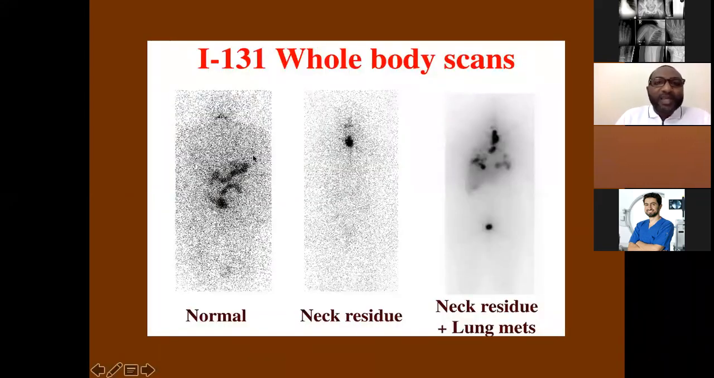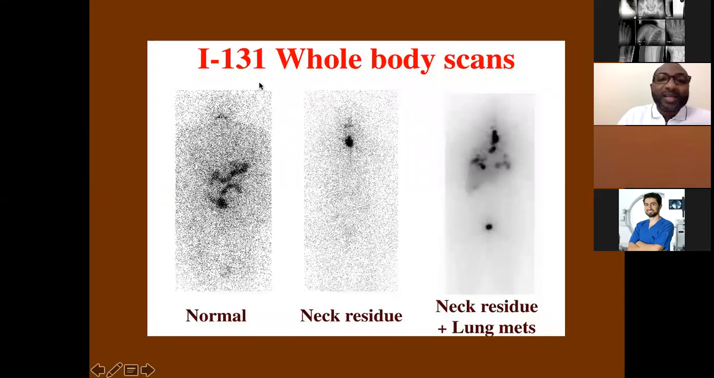So these are 3 images of different patients, just to show you how the normal whole body iodine-131 looks like. This is a whole body iodine-131 post-therapy. All right, so post-therapy, this is what you will see. You will see the outline of the patient.